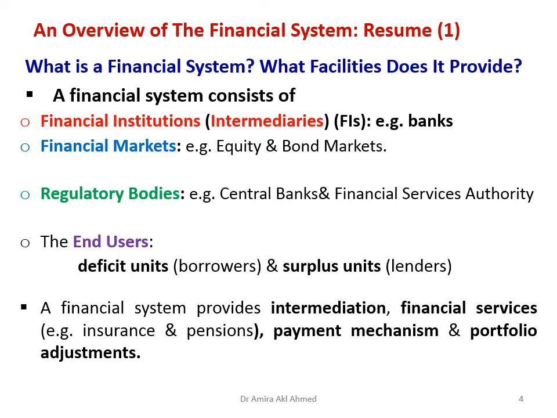Thus, a relevant question might be, what are the facilities provided by the financial system? As you already know from previous courses in economics, these facilities include intermediation between surplus and deficit units, a range of services like insurance and pensions, a payment mechanism, and portfolio adjustment facilities for changing the composition of wealth. Note that while different parts of the system may specialize in each of these functions, they all have one thing in common. They all have the effect of channeling funds from those who have surplus to those who have a deficit.